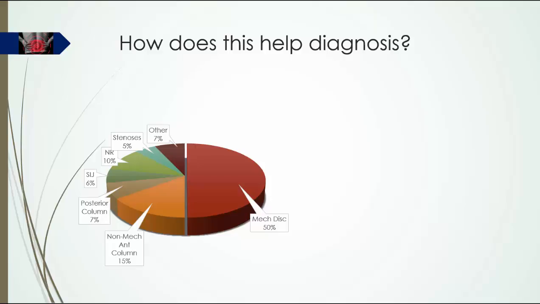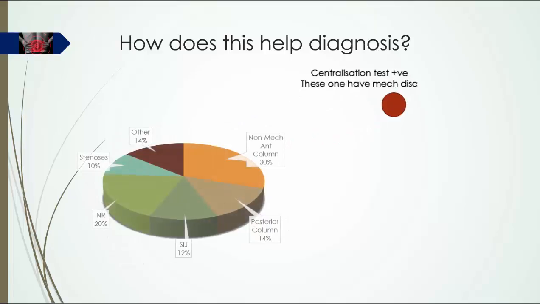But what does it tell us about the rest of the patients? The 50% who are non-centralizers. Since we now have a diagnosis for 50% of patients, we are left with a group that remains, so far, undiagnosed. Non-centralizing patients who may have non-mechanical discogenic pain, Z-joint or sacroiliac joint pain, nerve root pain, stenosis, or something else. So let's remove the mechanical disc cases and consider the non-centralizers separately.